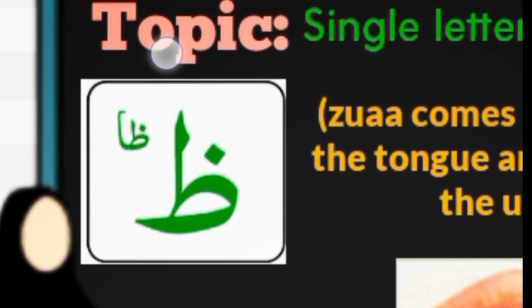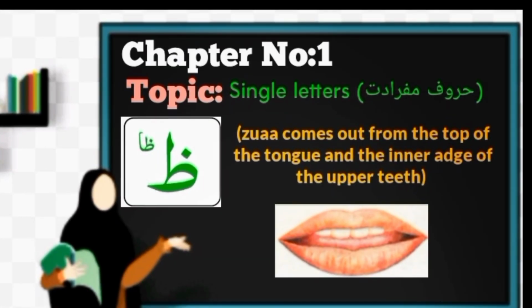It's Tha. Okay. Tha is a soft letter. Tha has one dot on top. Okay, let's see the makhraj of Tha. Tha comes out from the top of the tongue and the inner edge of the upper teeth.